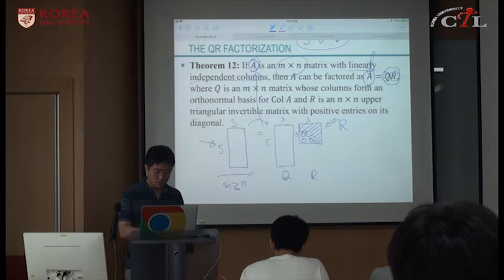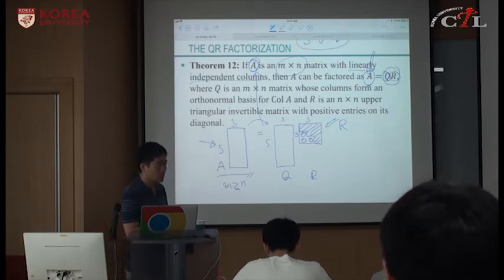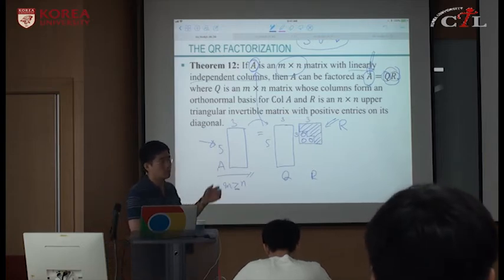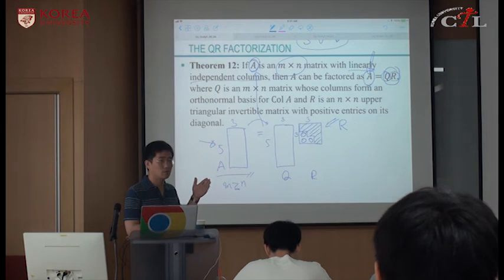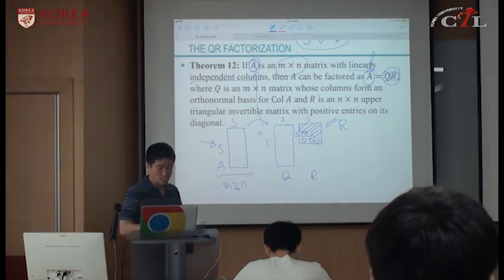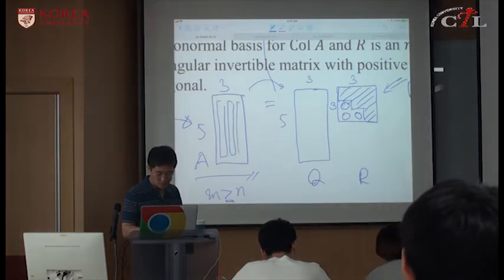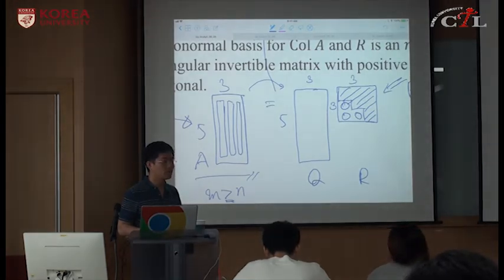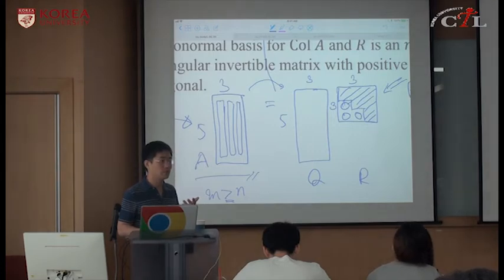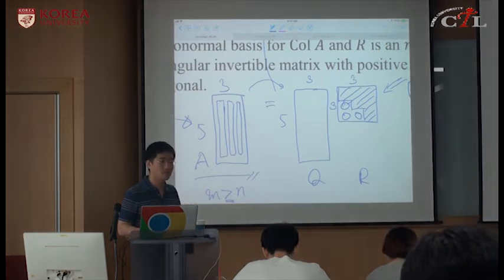And this QR factorization is not a new one. We already covered more than half of this QR factorization through the previous examples, which is about the Gram-Schmidt process. So we are given three linearly independent vectors, right? And then we want to change them into orthonormal or orthogonal basis vectors, an orthogonal vector set from this initially linearly independent vector set, okay?